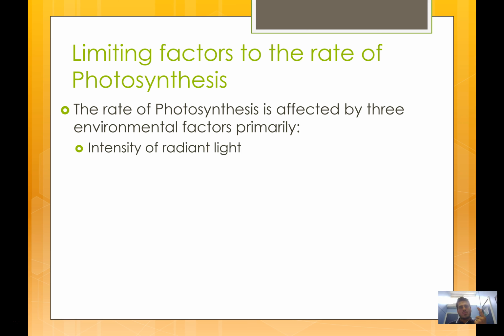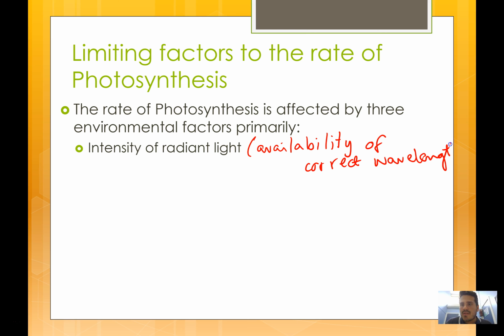The first one, which we're going to study in terms of our SAC, is the intensity of radiant light and the availability of correct wavelength. We'll go into this a bit further when we do our experiment next Friday. Okay?